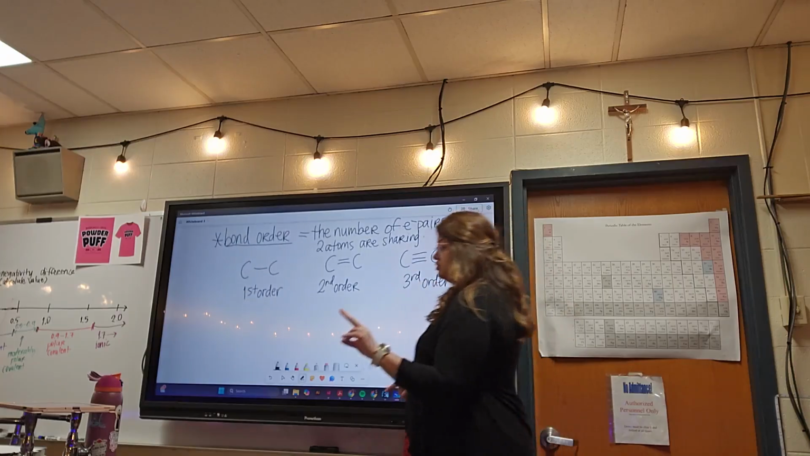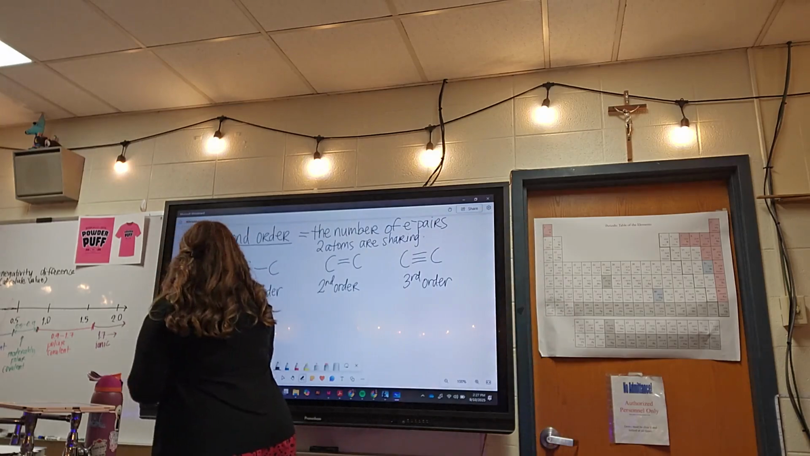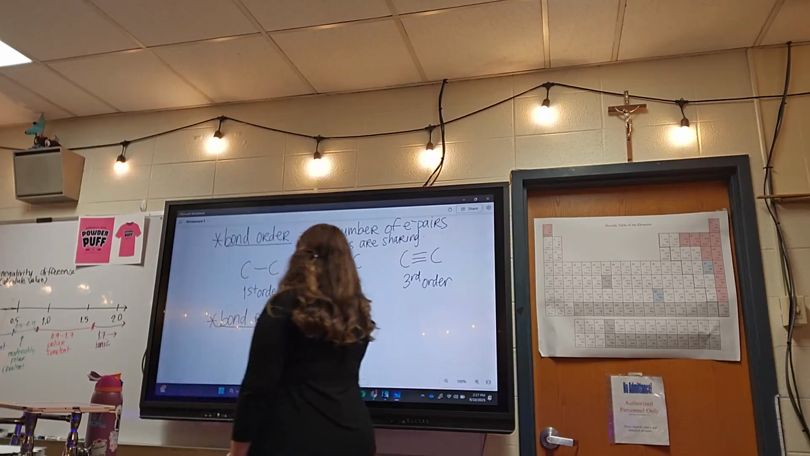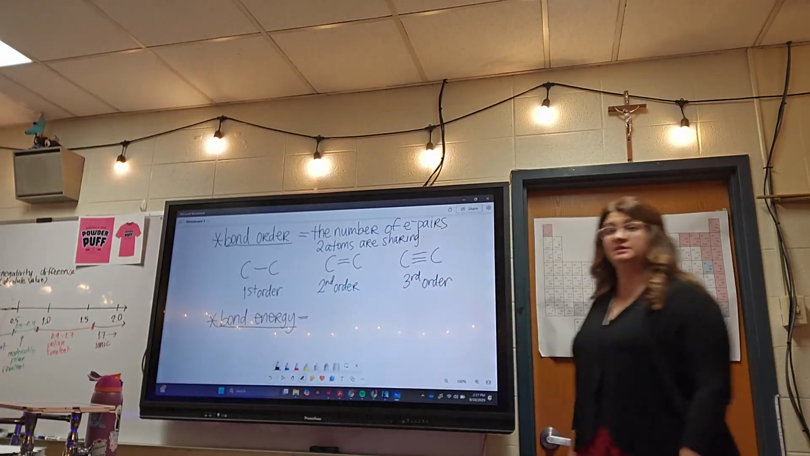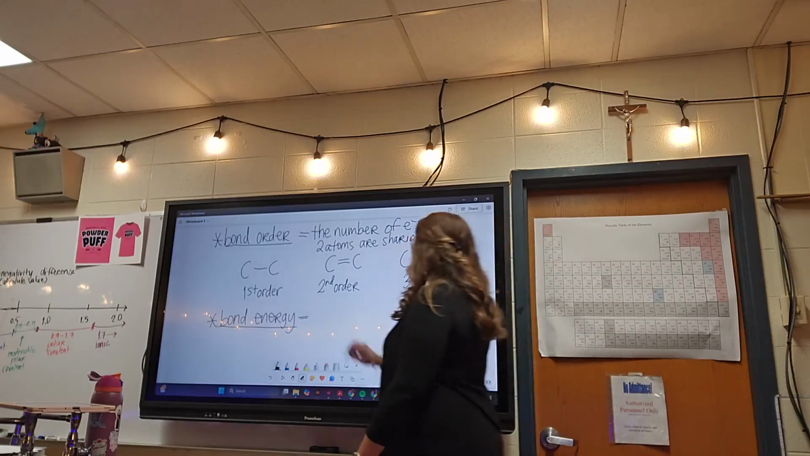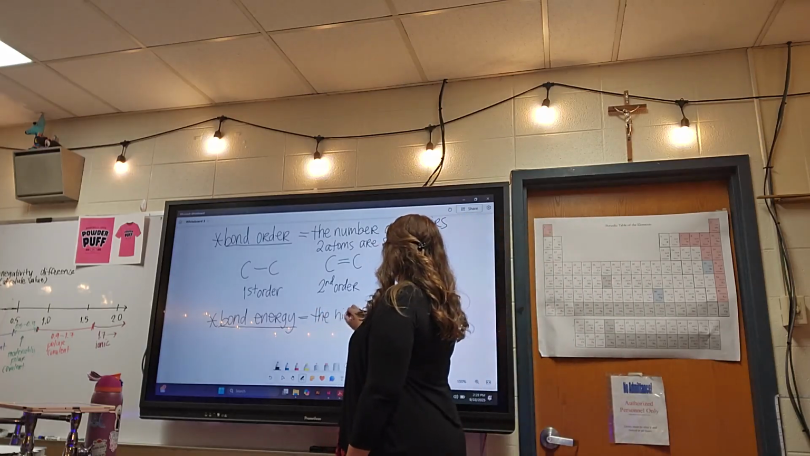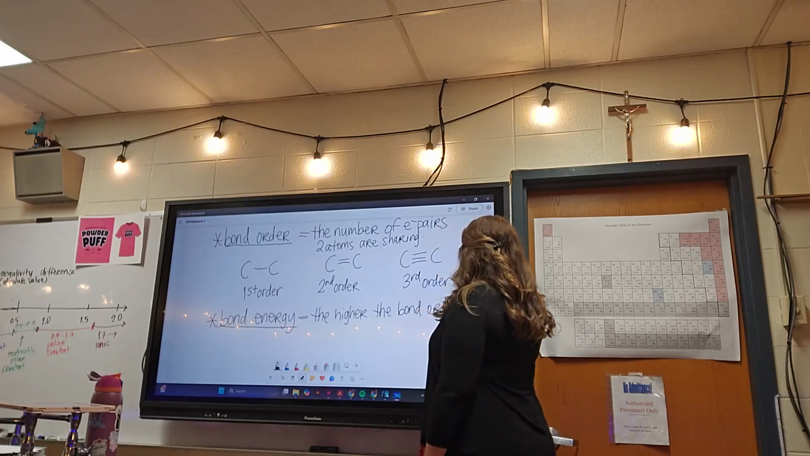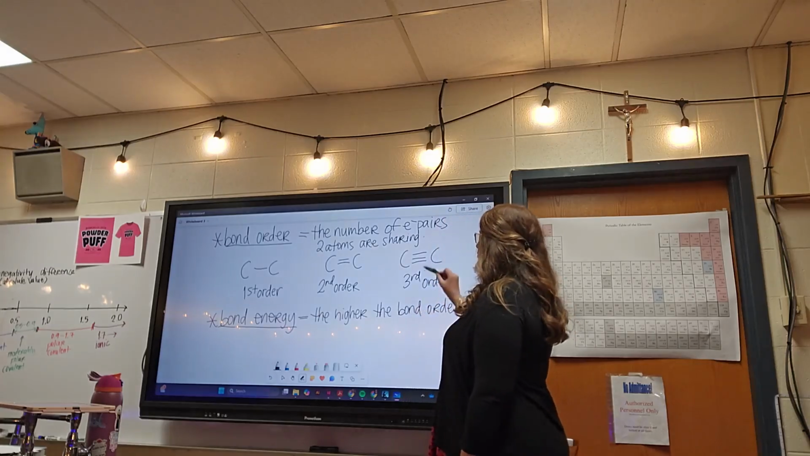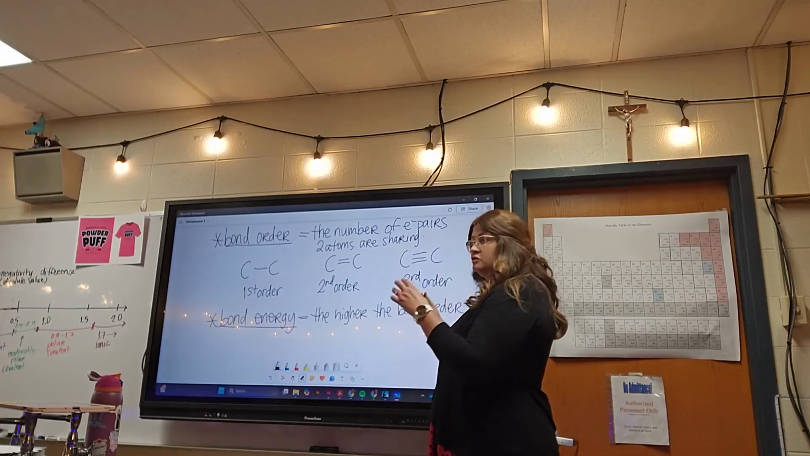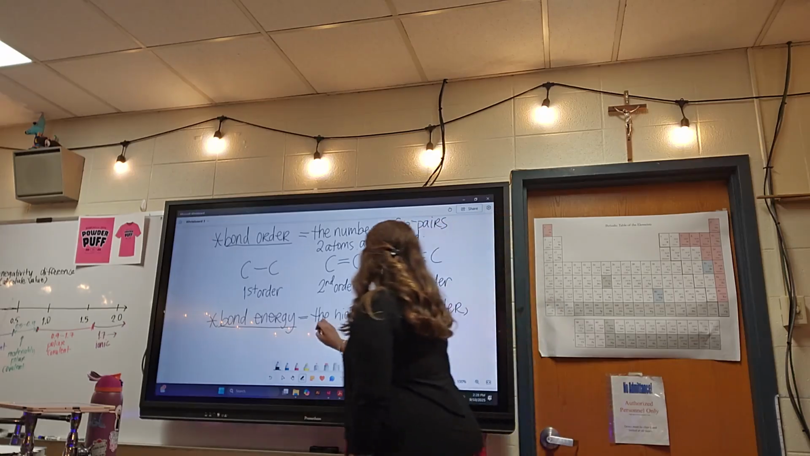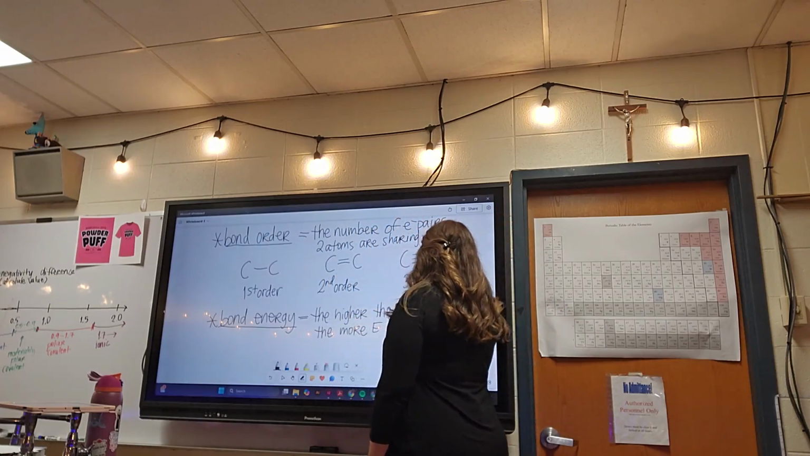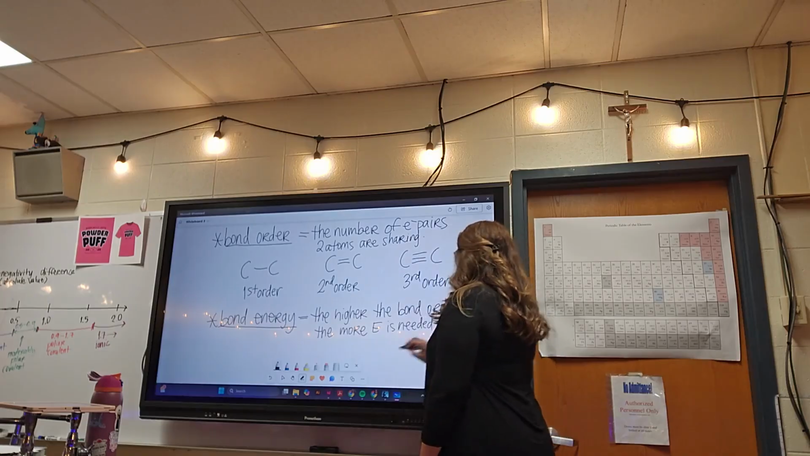That's the first term. The second term, there are 3 terms, is bond energy. This is also really easy to determine. The higher the bond order, so remember, the higher the number of electrons that are being shared between those two atoms, the higher the bond order, the more energy is needed to break the bond.